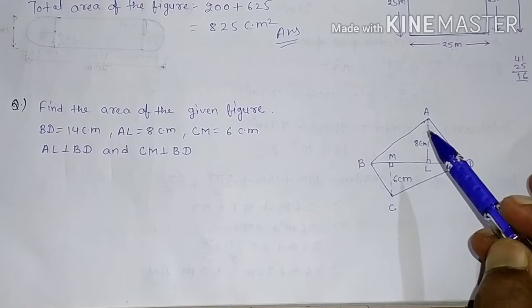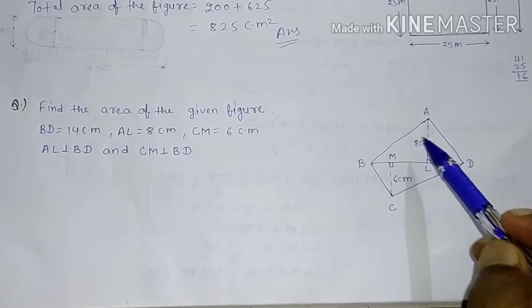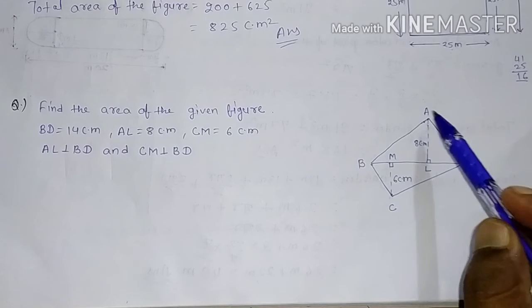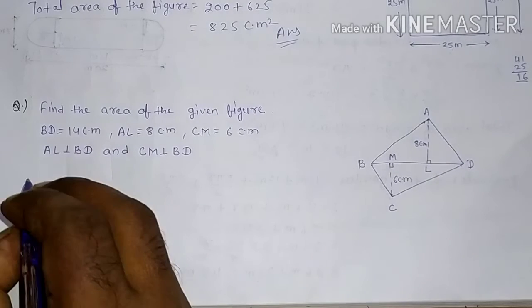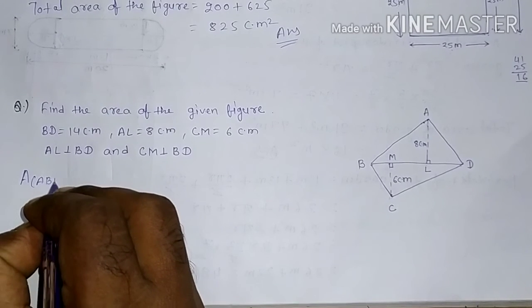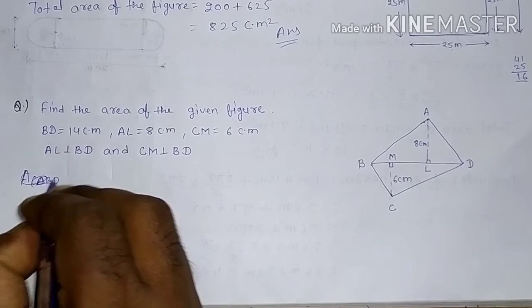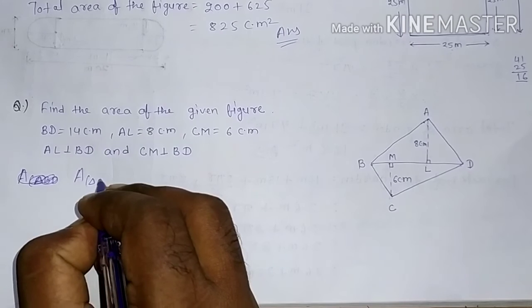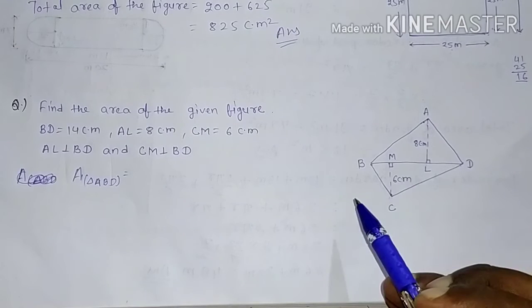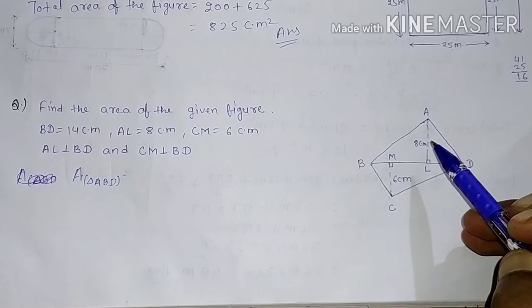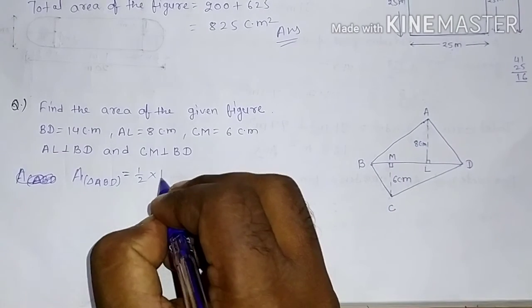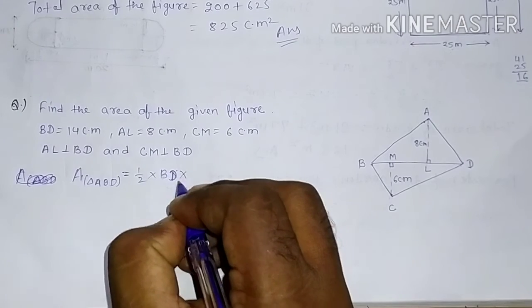So simply just find the area of upper triangle and just find the area of lower triangle and just add the two areas. You can get the total area of this figure. So area of triangle ABD, we can write area of triangle ABD. This equals to, the area of triangle is half into base into height. So half into base, that is BD is the base, and height, that is AL.